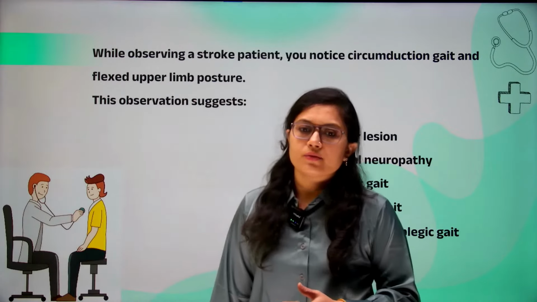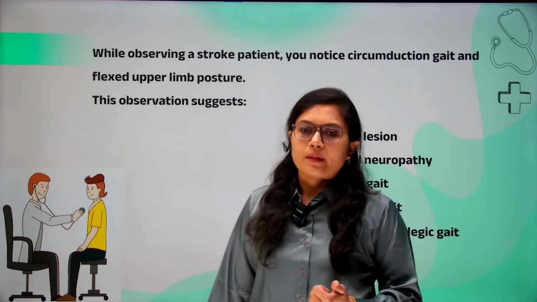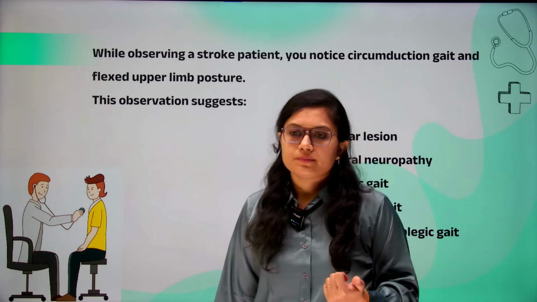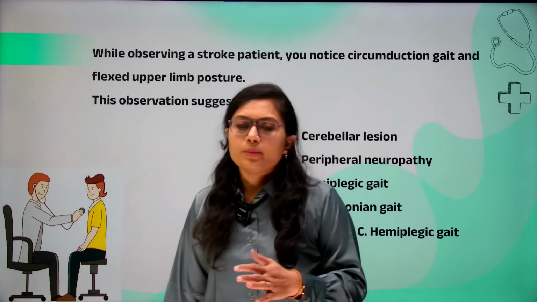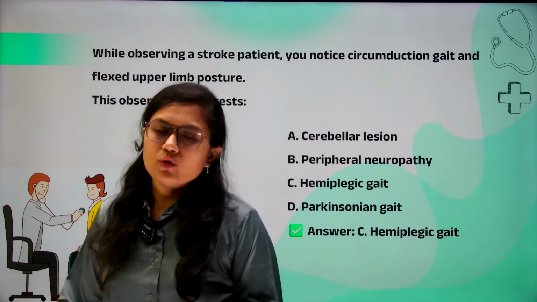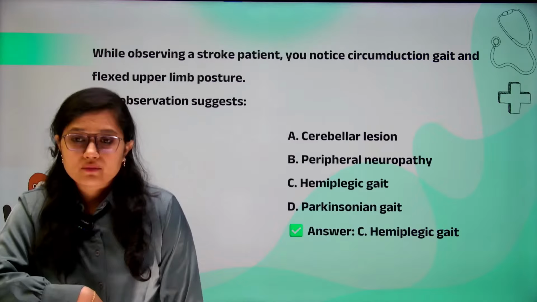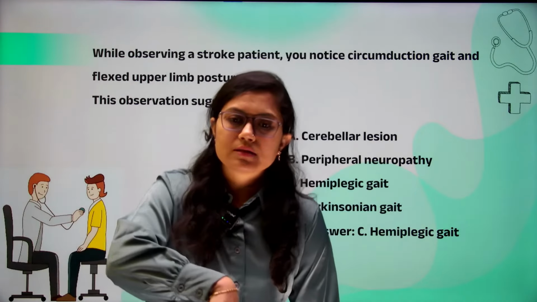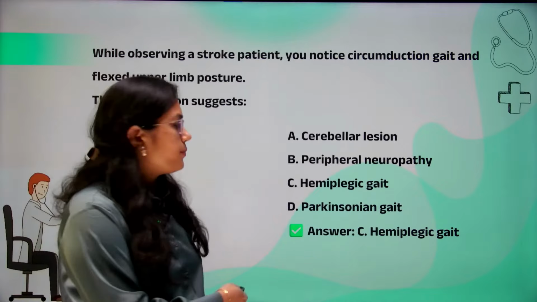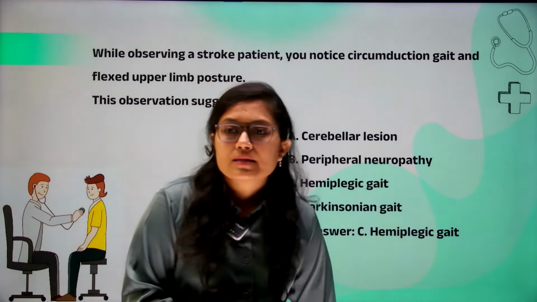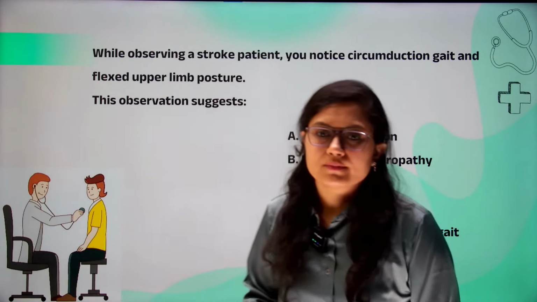Anyone can give? I can wait for 2 seconds. Yes, so it would be a hemiplegic gait. As I told you, the posture of the upper limb would be like this, and the patient will be having a circumductory gait. That is most common in a hemiplegic patient. Hemiplegic gait. Yes, correct. Answer C. Thank you.